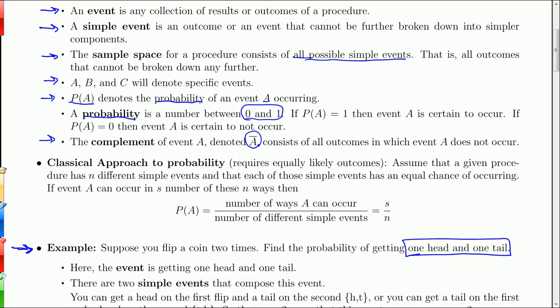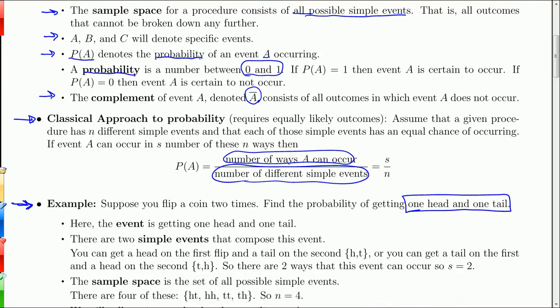So, the classical approach to probability. Everything falls back on this. We have formulas and variations, but they all really come back to the classical approach. The way you do this is you calculate the number of ways that your event can occur, and you divide that by the total number of simple events. If we call S the number of ways an event can occur, and N the total number of different simple events, then the probability of that event happening is the ratio, S over N.